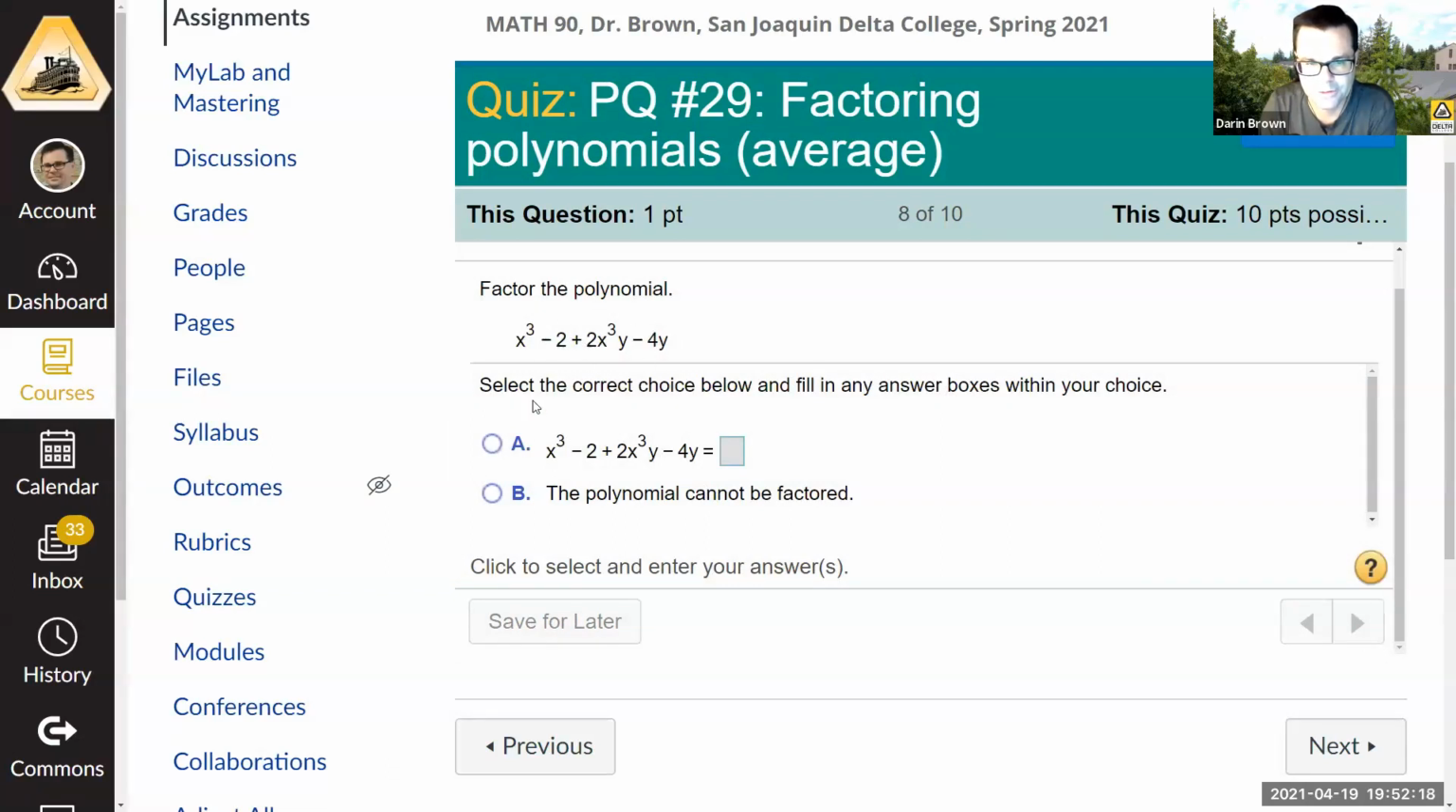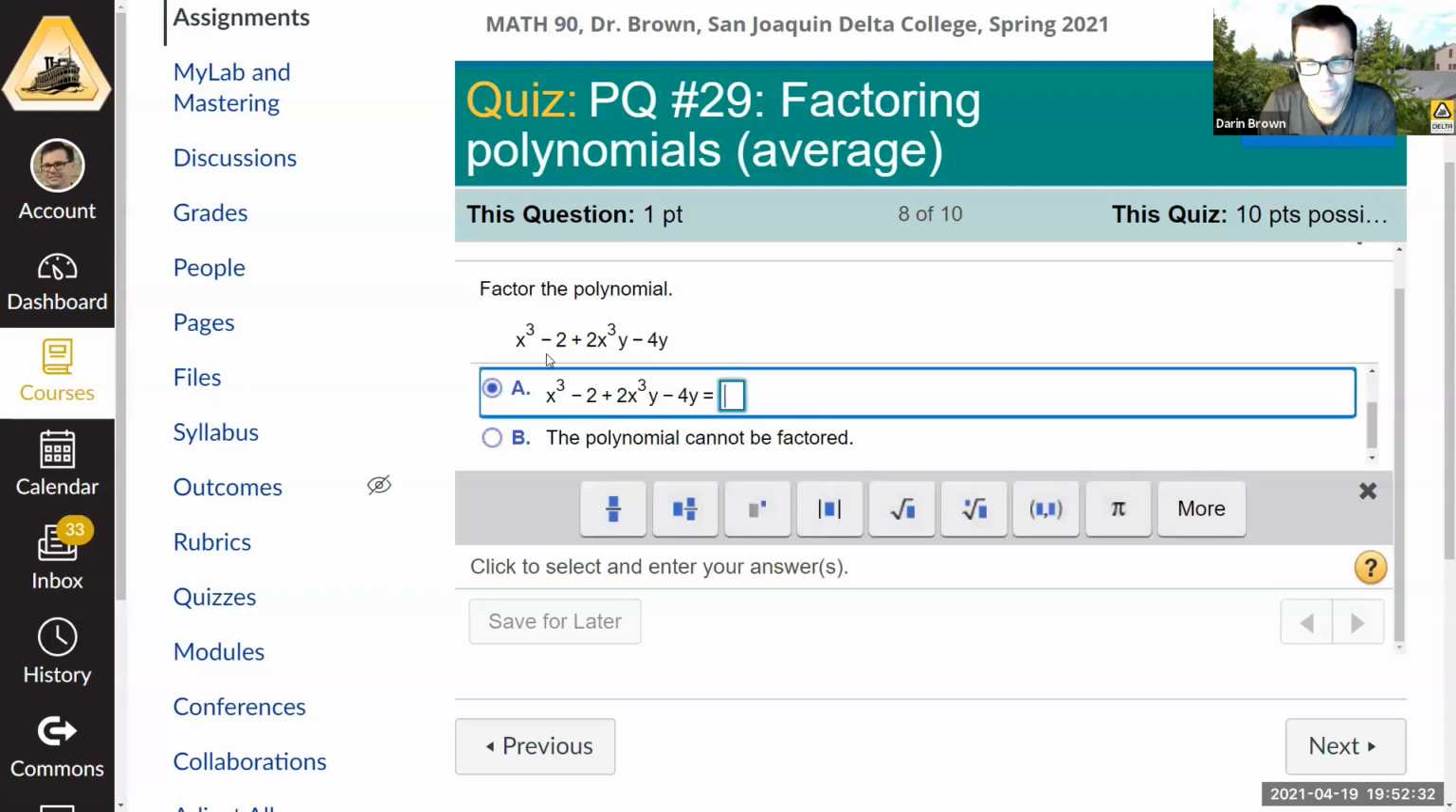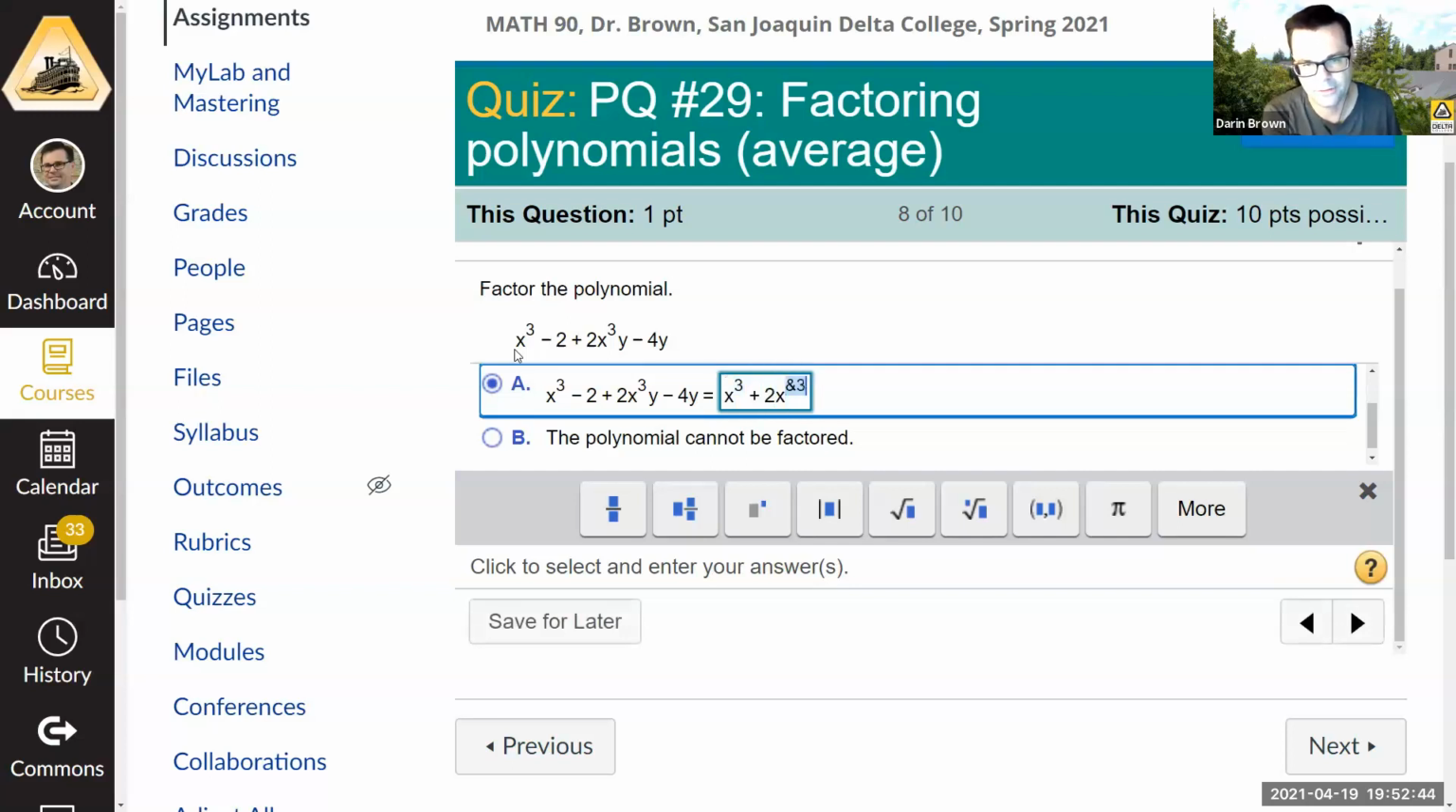Okay, we got another factoring by grouping one, it looks like, because there's 4 terms. So go ahead and try this. Okay, this is one that if you try and do it in the order that's given, you're going to run into problems because x cubed minus 2, there's no GCF there. So what you want to do is change the order of the factors. Remember we talked about how sometimes you have to change the order of the factors in factoring by grouping. So I'm just going to switch the 2.